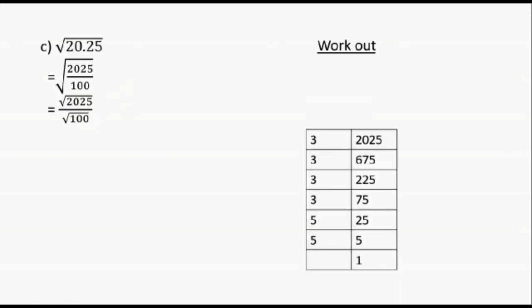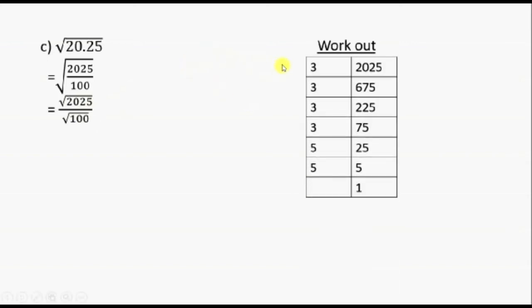Let's work it out. Let's try to find out. So we use the table. Are we going to use 2? No. Why? Because 5 is an odd number, meaning when we divide 2 into 2025, we are going to have a remainder. So we'll go to the next prime number, which is 3. 3 into 2025 will give us 675. 3 into 675 gives us 225. 3 into 225 gives me 75. 3 into 75 gives us 25.